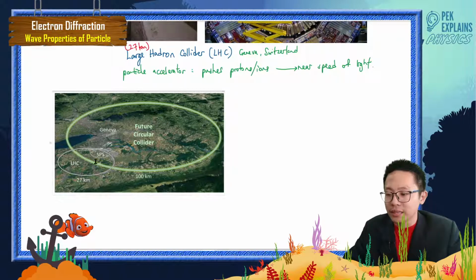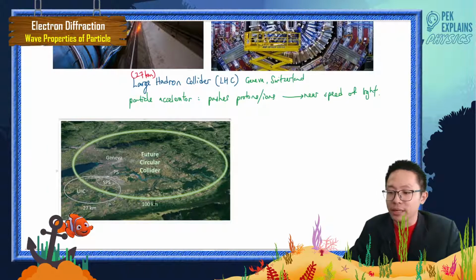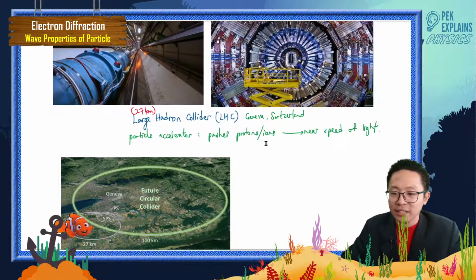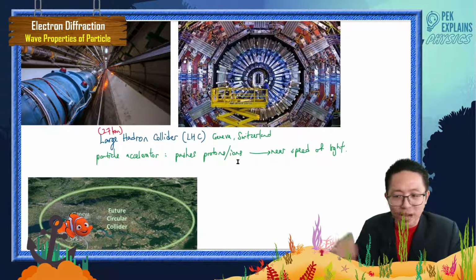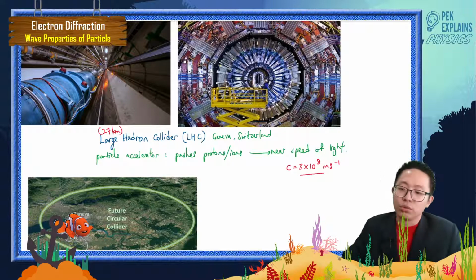In the future, they want to build an even bigger one, 100 kilometers long. Now it's just 27 kilometers long. That will accelerate the protons to even higher speed. Can you imagine this accelerator can accelerate protons or ions to near the speed of light? How fast is the speed of light? The speed of light is 3 times 10 to the power of 8 meters per second. They want to accelerate these particles to near the speed of light.